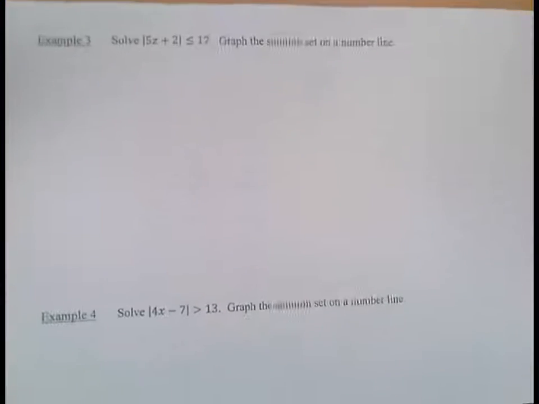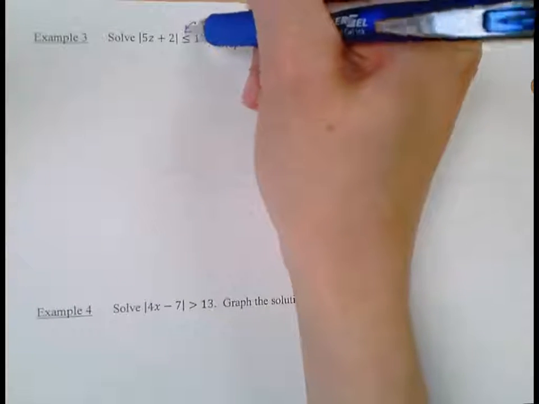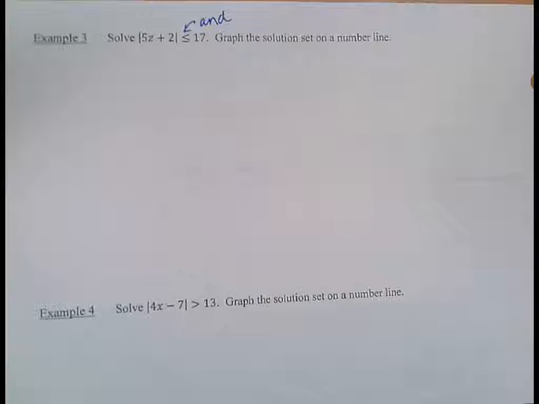So example 3, absolute value of 5z plus 2 is less than or equal to 17. Looking at this inequality before we rewrite it, will it be a compound inequality joined with "and" or with "or"? And. Less than.